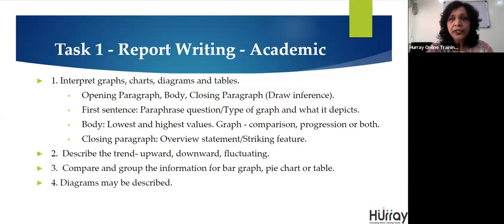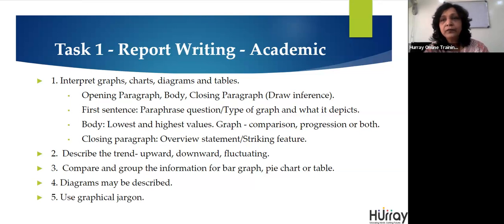If it's a diagram or a picture, you just have to explain it by describing it. It could be a flow chart or a life cycle. You just need to describe it. There's no comparing and contrasting, and there is no trend there, and you don't have to give an overall view there. Use graphical jargon, like I said. Use words like rose dramatically, it plummeted, there was a dramatic rise, sudden increase, gradual decrease, constant fluctuation. All these are graphical jargon. In our YouTube channel of Hooray, you can find a lot of these graphical jargon in the report writing videos. Please go through them. It will help you to develop your writing skills.